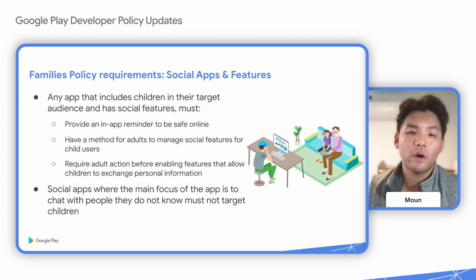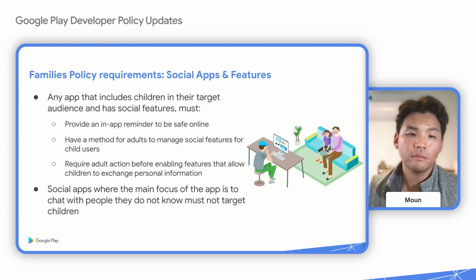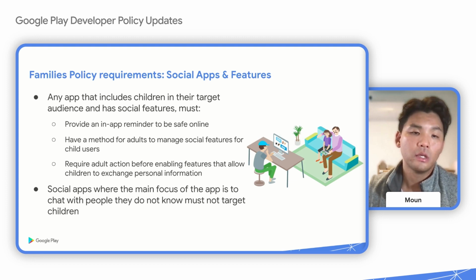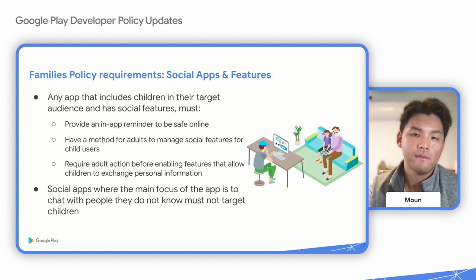Finally, you must require adult action before enabling features that allow children to exchange personal information. Also, social apps where the main focus of the app is to chat with people they do not know must not target children. So examples include chat roulette style apps, dating apps, kids focused open chat rooms, etc.